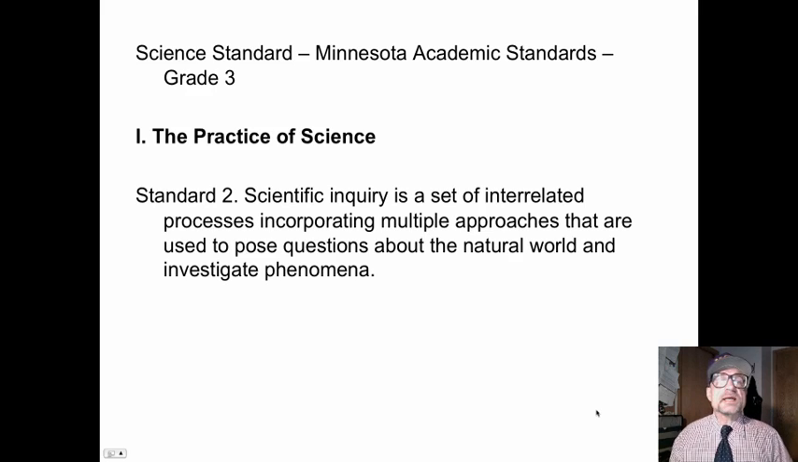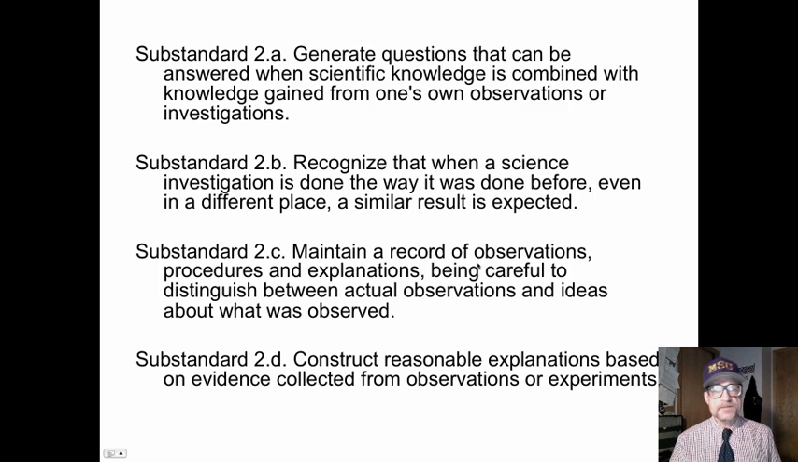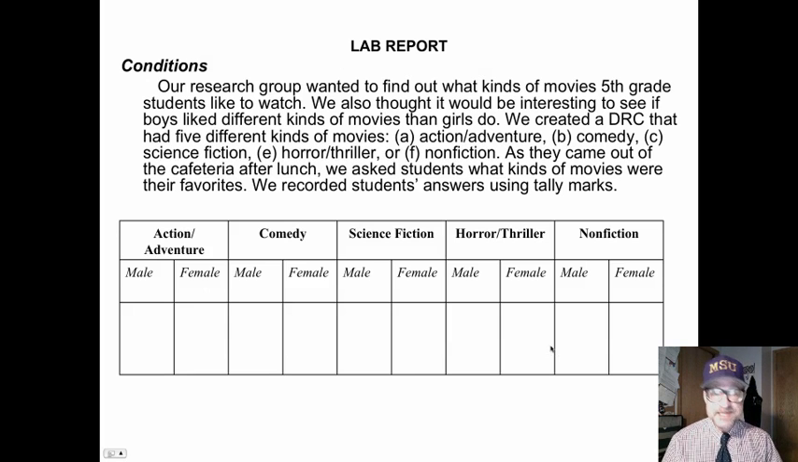Now, here is a standard, Minnesota Academic Standards on science, and you can stop this and read it if you want, but an example, scientific inquiry. That's an actual standard, a performance-based standard. And here are all the substandards related to that. So I have to document and demonstrate that they can do each one of these. How would I do that?